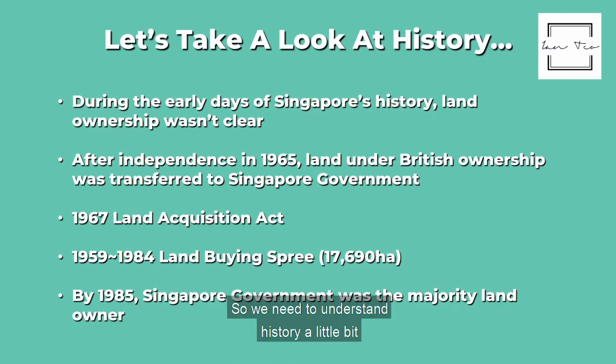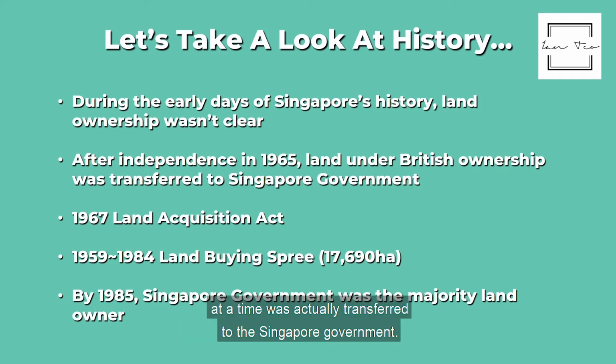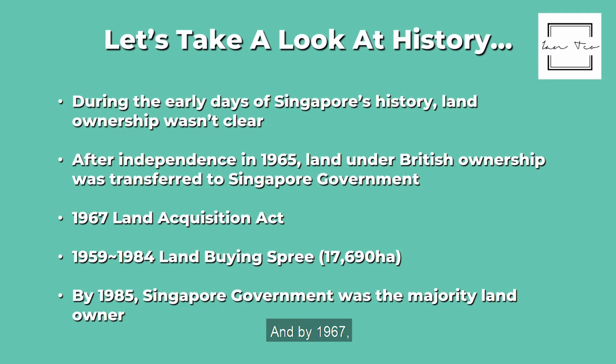Okay, so we need to understand history a little bit. I don't want to make this a history lesson, so I'll be very quick, I promise you. During the early days of Singapore's history, land ownership wasn't clear during the time when we were a fishing village. But fast forward to independence in 1965, land that was under the British ownership at the time was actually transferred to the Singapore government. And by 1967, we actually released the Land Acquisition Act.